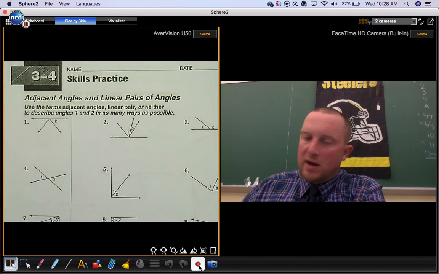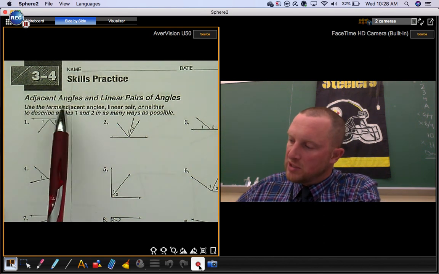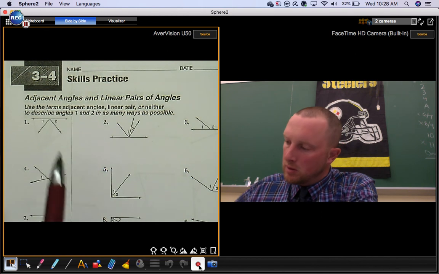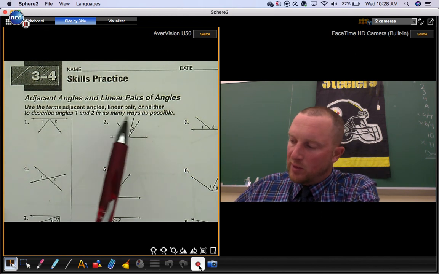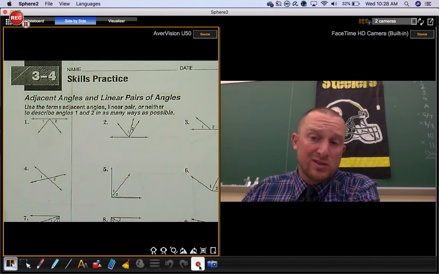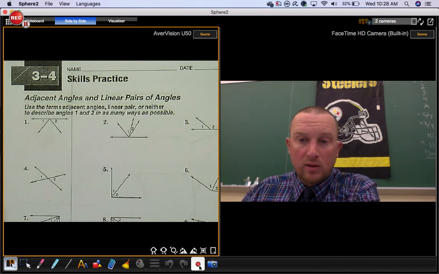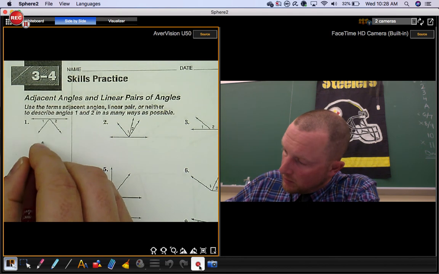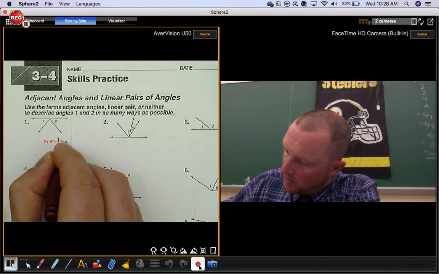This is the skills practice for section 3.4, adjacent angles and linear pairs. Use the terms adjacent angles, linear pair, or neither to describe angles 1 and 2 as many ways as possible. So it's just like what we did on that study guide previously. I'm going to put neither for this first one.